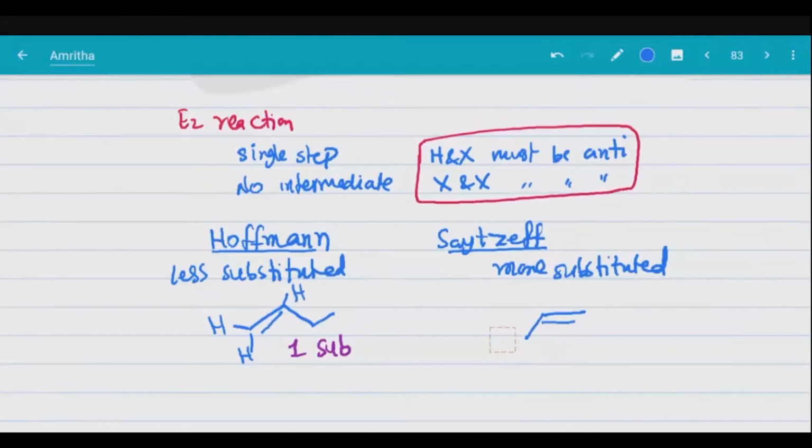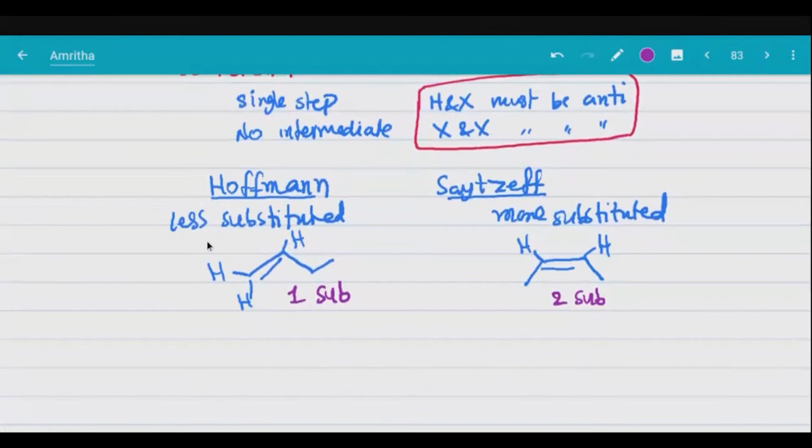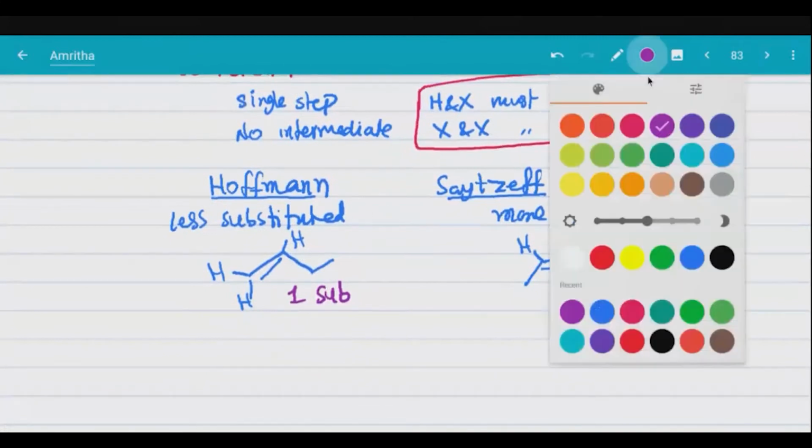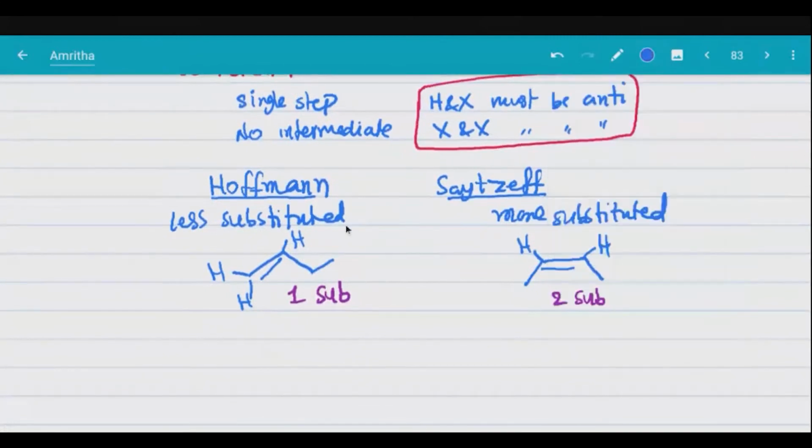Second, 2-butene. But see here how many substituents are there? 2 substituents. Okay. Now, Hofmann product means less substituted alkene. Less substituted what? It is alkene. Elimination, alkene is formed, right? This is also alkene. More substituted alkene is Saytzeff.